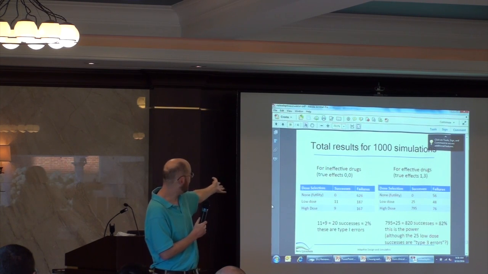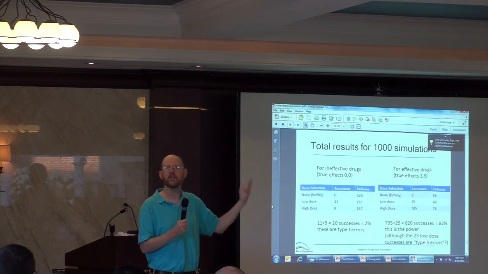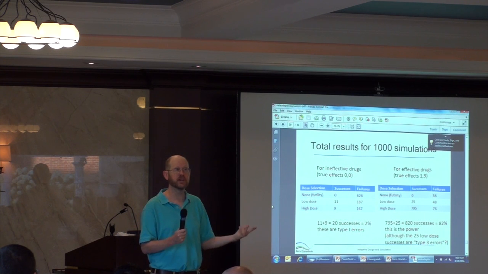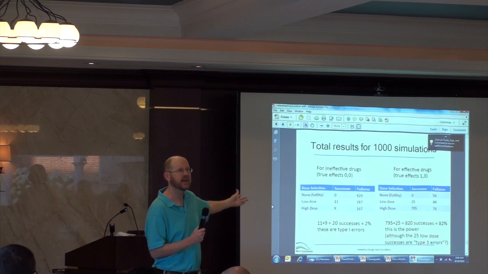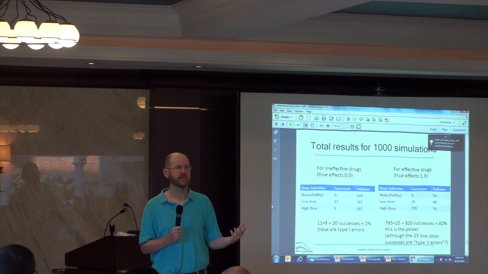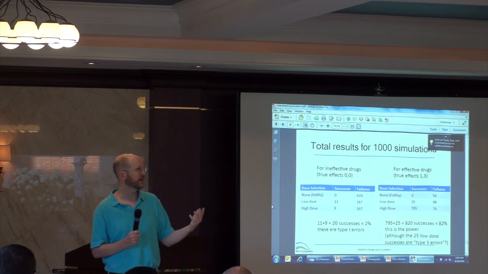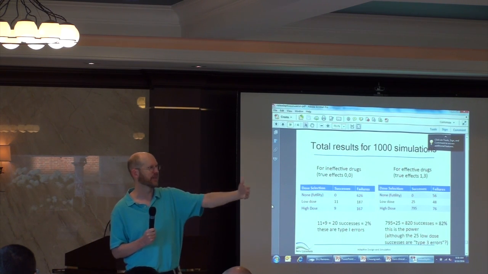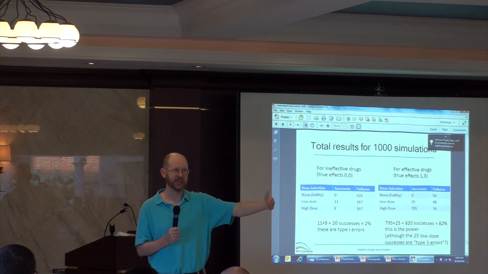So I can compute the type 1 error rate from this trial. How often did I have a successful trial when the drug didn't work? That's 20 out of 1,000. That's 2%. Ordinarily, for the estimated type 1 error rate, you'd run a lot more than 1,000 trials, but I didn't want to plot it for the dots.